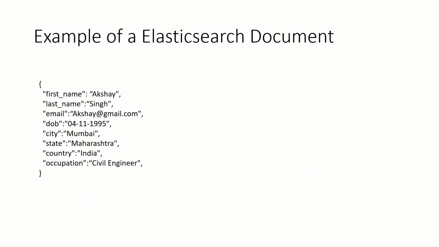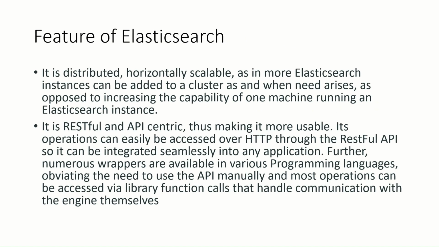So you can see this is a typical Elasticsearch document. It has key and value pairs. Okay, now coming to the next slide. So these are some features of Elasticsearch.